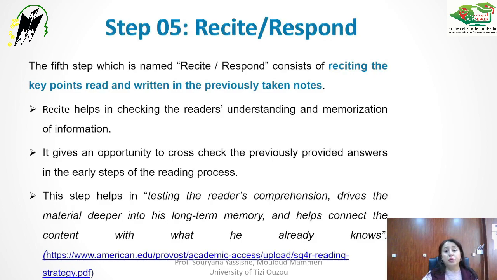Step 5, recite or respond. The fifth step, which is named recite or respond, consists of reciting the key points read and written in the previously taken notes. Recite helps check the reader's understanding and memorization of information. It gives an opportunity to cross-check the previously provided answers in the early steps of the reading process. This step helps in testing the reader's comprehension, drives the material deeper into his long-term memory, and helps connect the content with what he already knows. You have the reference just below.